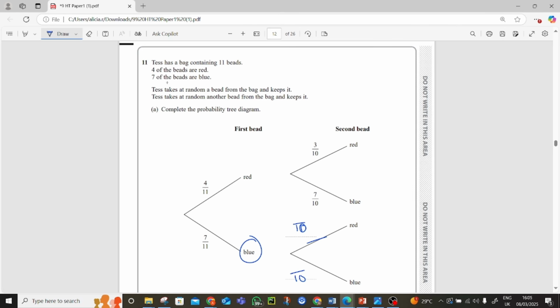The red beads will remain the same. So I can see from the top here that we have 4 red beads, and the blue beads would have gone down by 1. So we did have 7, now we must have 6. And this is what our tree diagram should look like.